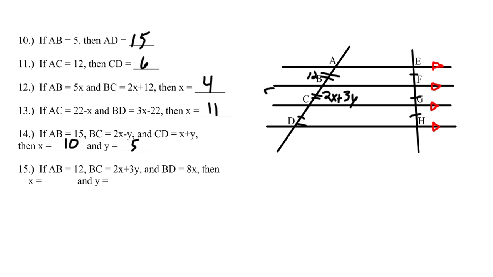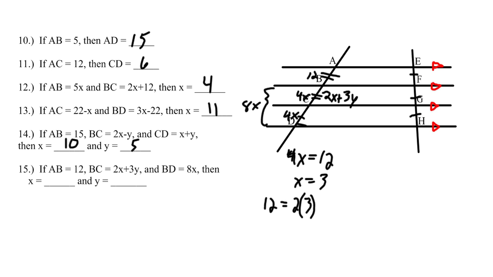And this is a little trick here. BD is 8x, which means CD is 4x, and so is BC, because they have to be equal. So then to find x and y, we know that each of these is equal, so 4x is equal to 12. So x is 3. And then to find y, we also know that 12 is equal to 2x plus 3y. And x we already had, so we take 12 minus 6, we get y is 2.